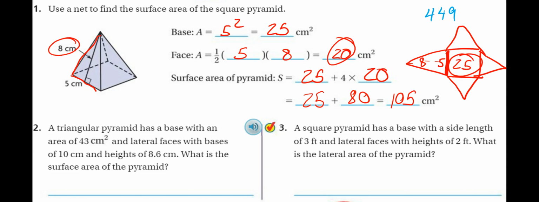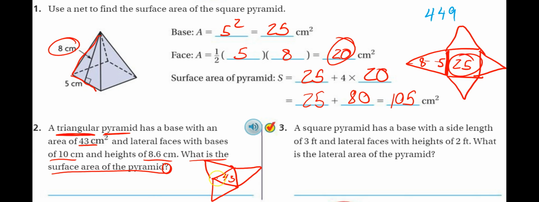All right, let's look at number 2. A triangular pyramid has a base with an area of 43. This time they gave us the area of the base. The lateral faces have bases of 10 and heights of 8.6. What is the surface area of the pyramid? They already gave us the base is 43. See, we got to read carefully. Triangular pyramid means the base is a triangle, and it's going to have triangles coming off of each side, with bases of 10 and heights of 8.6.